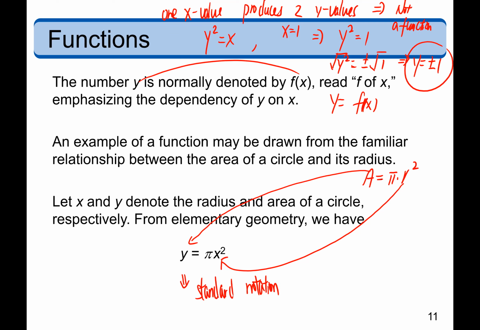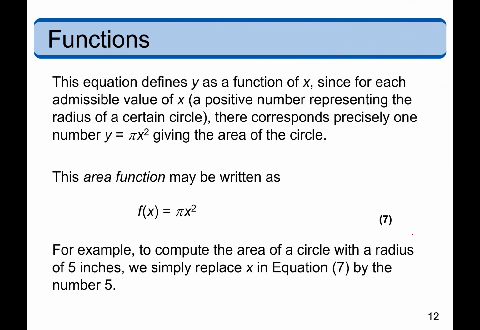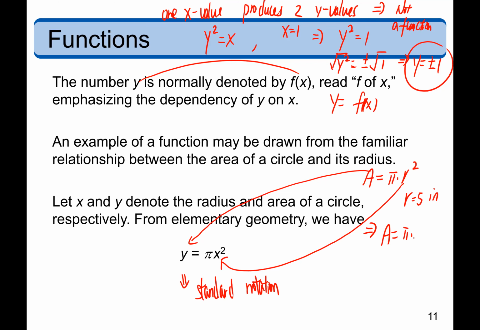It doesn't matter what kind of letter we are using. It's still expressing the same relationship, meaning the area of the circle depends on the radius of the circle. So it's pi times radius squared. For example, let's say a radius equal to 5, maybe inches. Then the area should be pi times 5 squared, which is 25 pi. So A equals 25 pi.